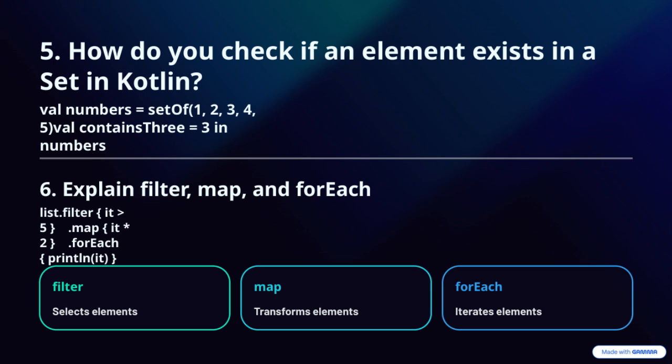Now let's connect this to the overall theme. These functions, filter, map, and forEach, are fundamental for working with collections in Kotlin. They enable us to write concise, readable code that performs complex data transformations with ease. Switching gears, let's talk about how to check if an element exists in a set. In Kotlin, this is straightforward. You can simply use the in keyword, like 3 in numbers, to verify if the number 3 is present in your set. It's a quick and intuitive way to perform membership checks, which are essential in many programming tasks.